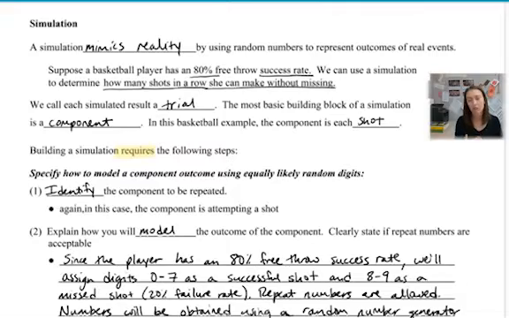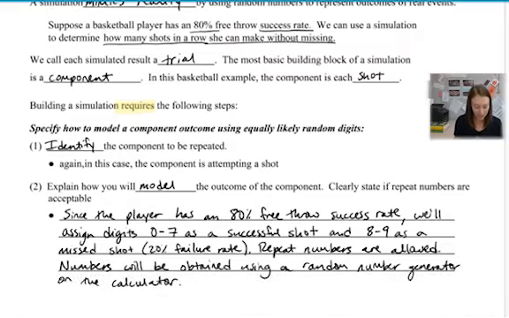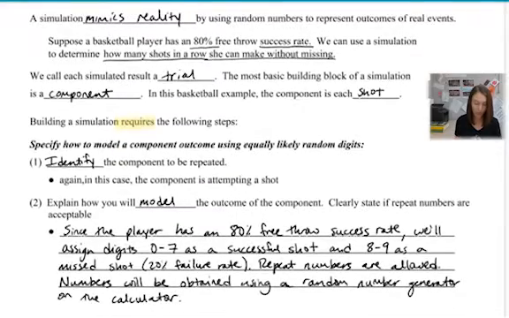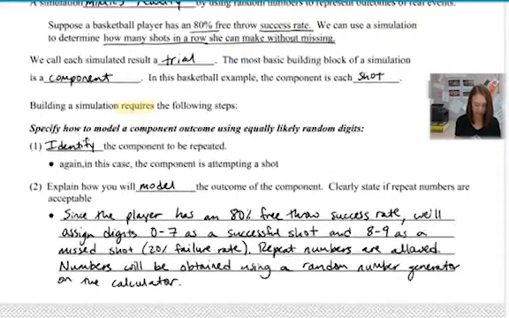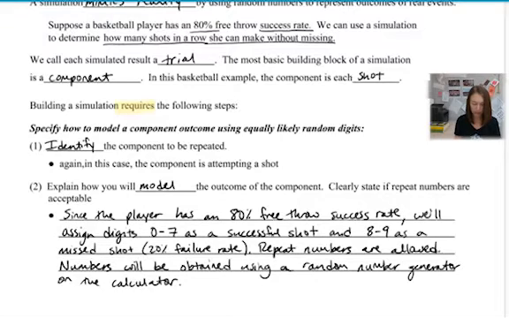Before we actually run the simulation, we are required to do the following steps, and it's a little bit of writing. First, we have to identify the component being repeated. In this case, the component is attempting a shot for basketball. The second piece, we have to explain how we're going to model the outcome of the component. Coming back up, we want to know how many shots in a row she can make without missing. Since the player has an 80% free throw success rate, we can assign digits 0 through 7, so that's 8 digits, as a successful shot, and 8 and 9 as a missed shot because we have a 20% failure rate.